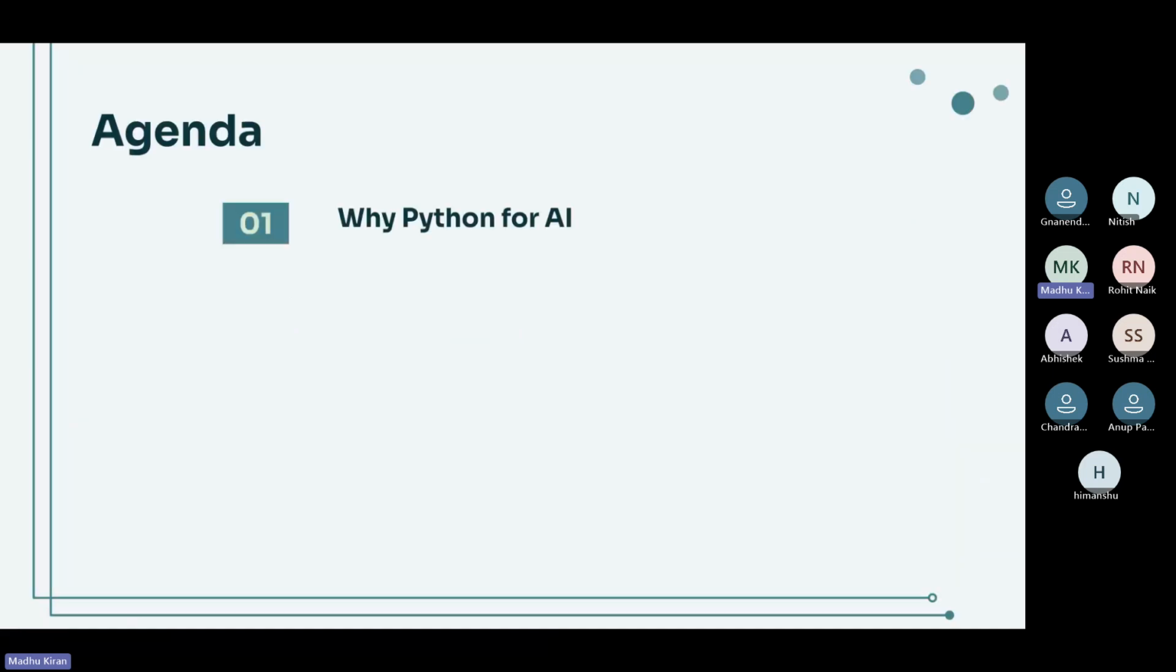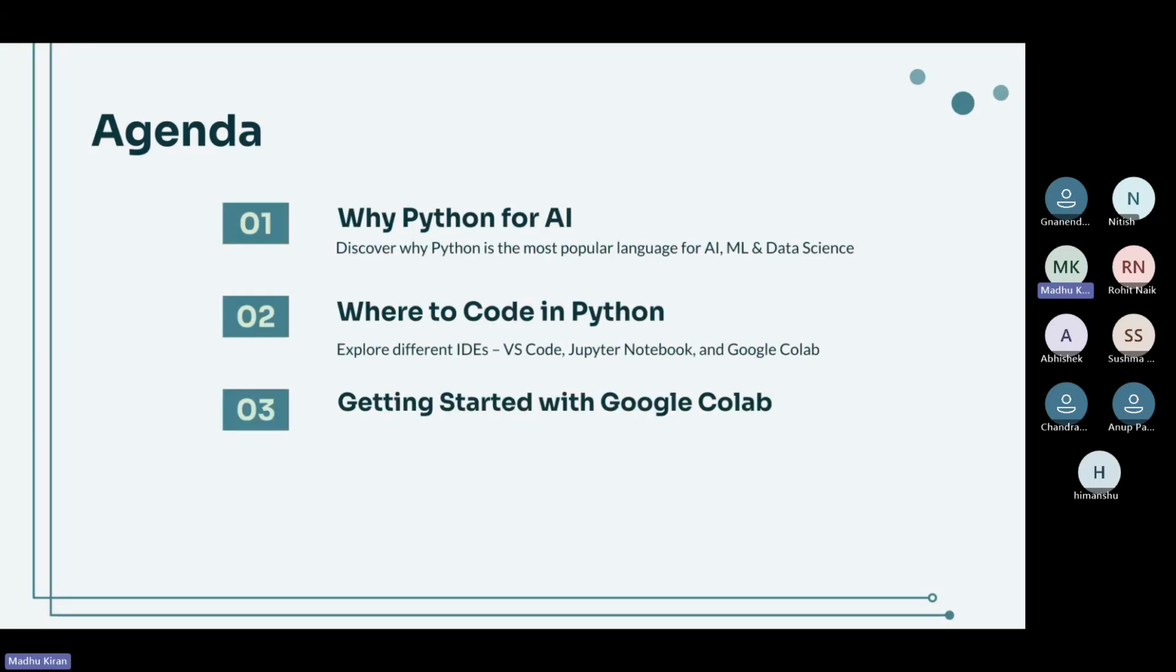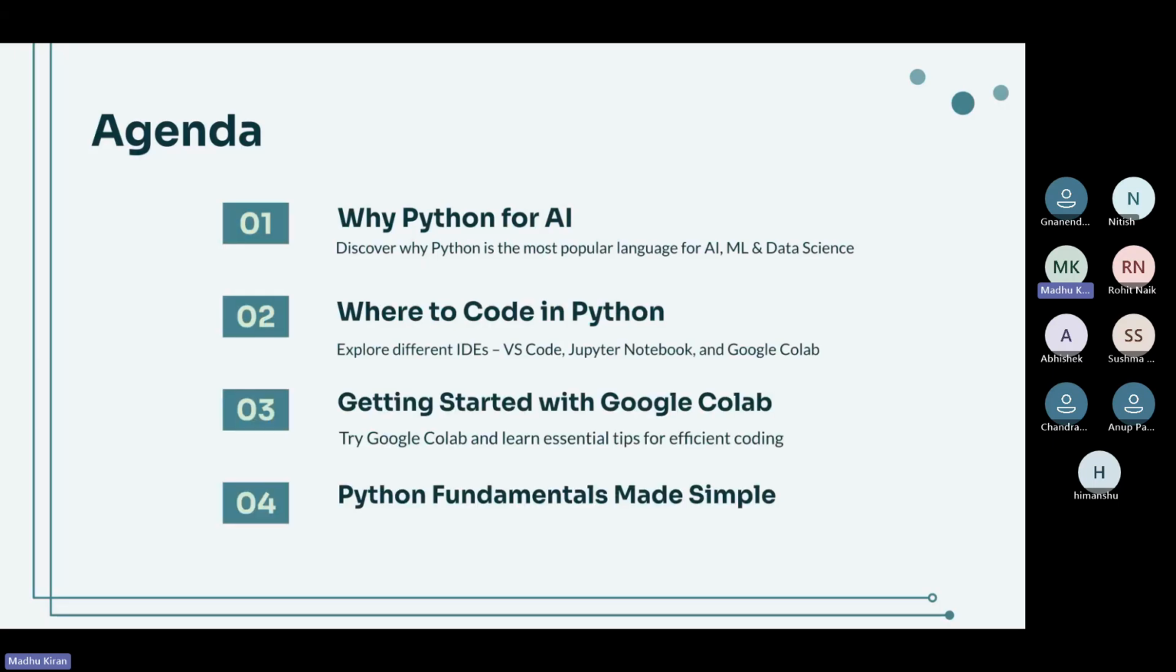AI. So the agenda for today is, first, we are going to see why Python for AI, and then we are going to talk about where to code in Python, and then we'll get started with Google Colab. And yeah, Python fundamentals: we are going to start with the very basics of Python fundamentals in today's lesson.